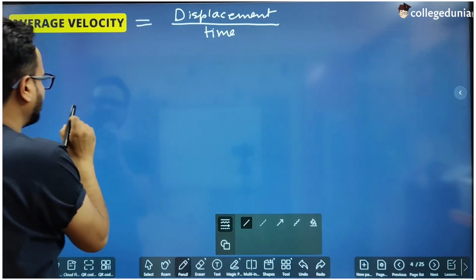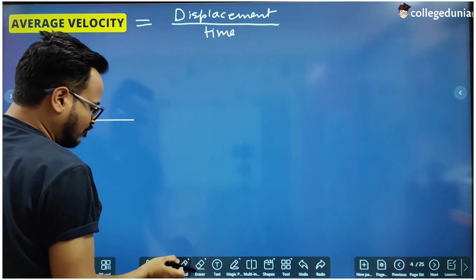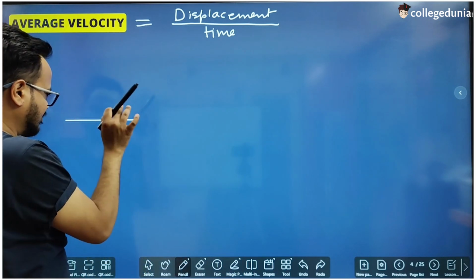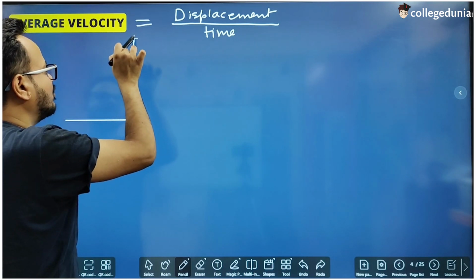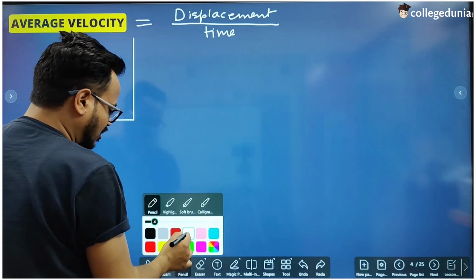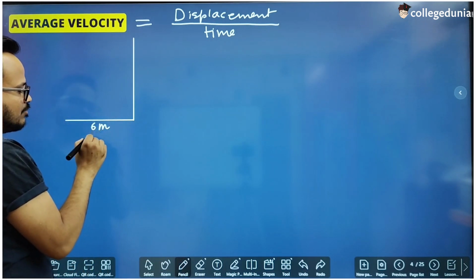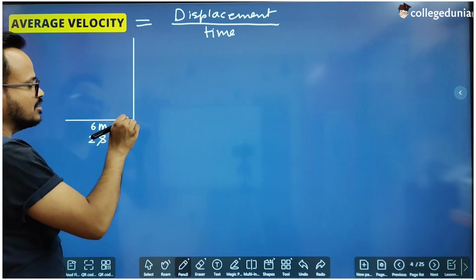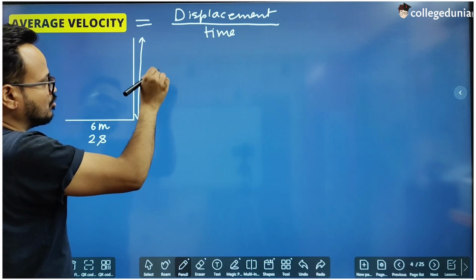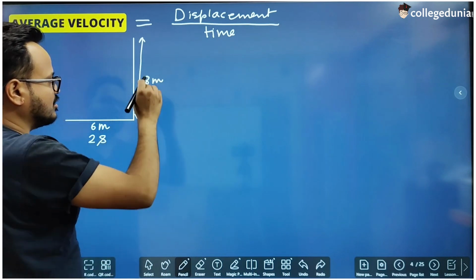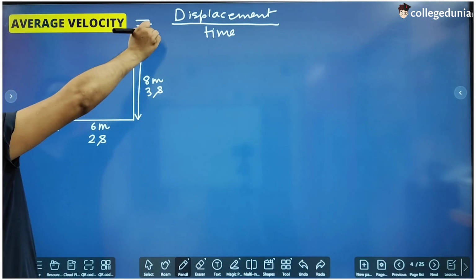Now let us take an example. The body has started from this point and it has moved some distance, suppose 6 meter, and then it turns towards left and now it covers a distance of 8 meter. Now this distance of 6 meter is being covered in suppose 2 seconds, and this distance of 8 meter is being covered in say 3 seconds, right? So this point is A and this point is B.